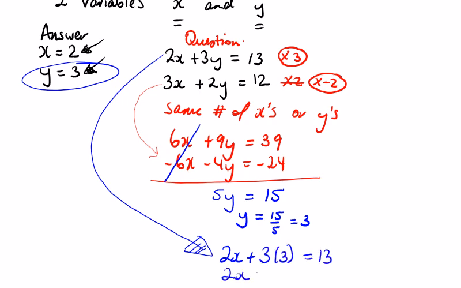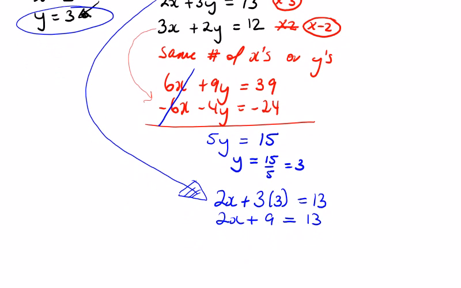So 2x plus 9 is 13. So something plus 9 is 13, so the 2x has to be 4. 4 plus 9 is 13. Or bring the 9 across and change the sign. So x, you can see 2 2's are 4, x is equal to 2. So we have our answer, x is equal to 2.